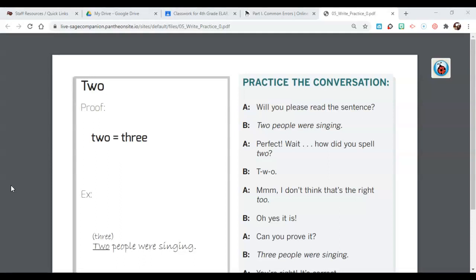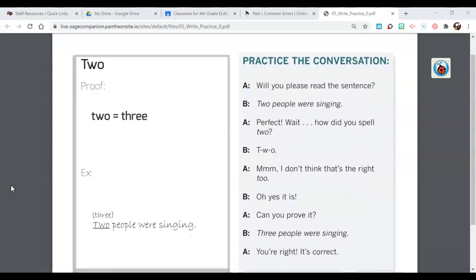We'll start with our conversation, and today we're going to be looking at the homophone to, spelled T-W-O. A little bit different from yesterday. So please follow along as I read through the conversation.